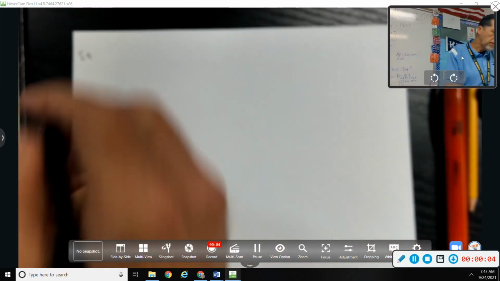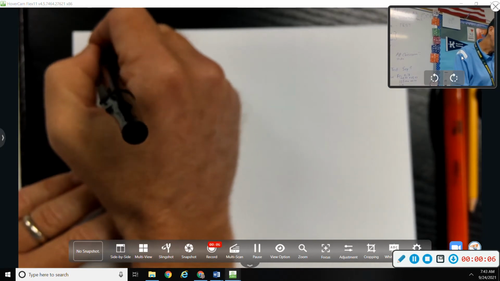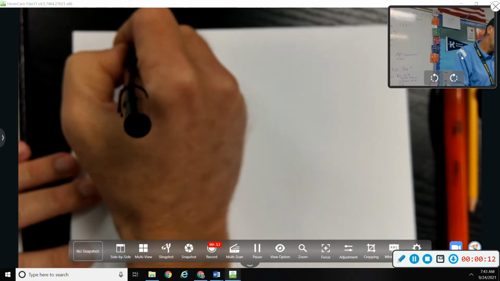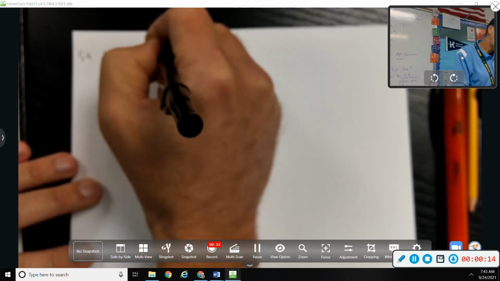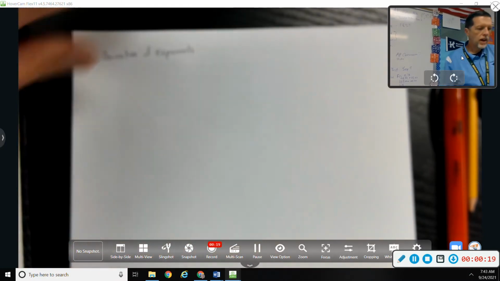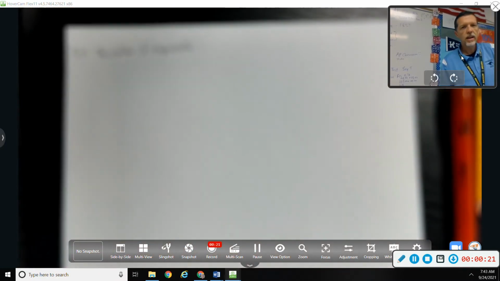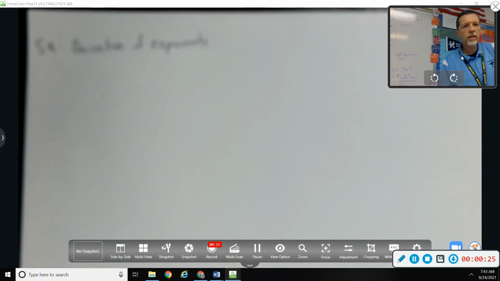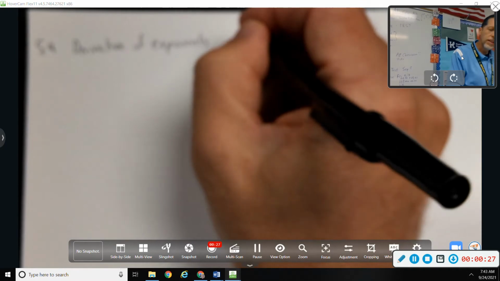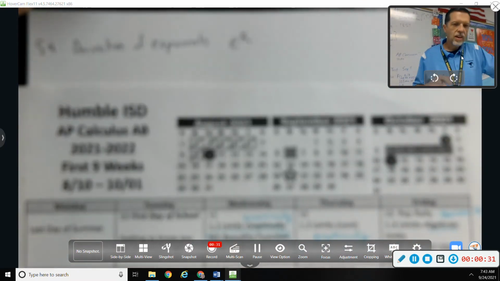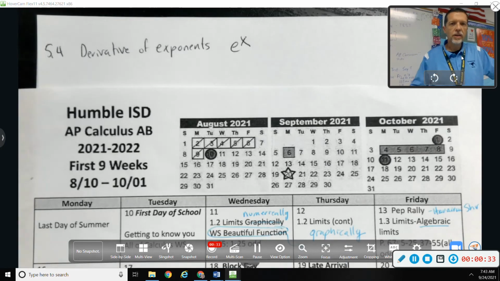So 5.4, derivative of exponents. And I don't mean like x squared, I mean like e to the x. And yes, I will focus that, because that's, there we go.